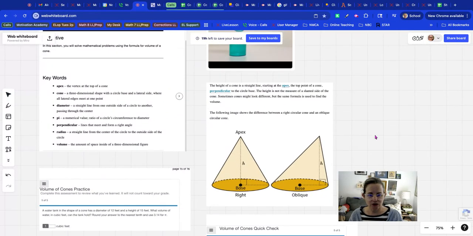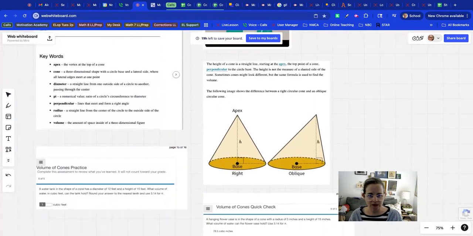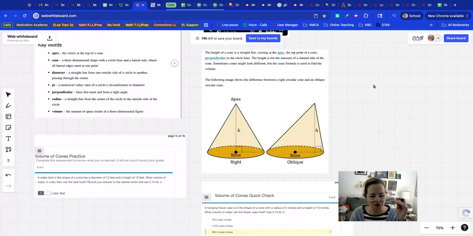In this lesson, they also show you the oblique cone. That's the slanting cone, and it uses the same formula. Here they remind you that the top of the cone is called the apex, it's perpendicular to the circular base, and that the height is not the slant height. The height is straight up and down, just like a doctor measures your height. The doctor says stand up straight.